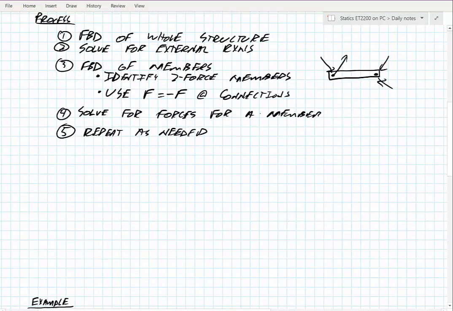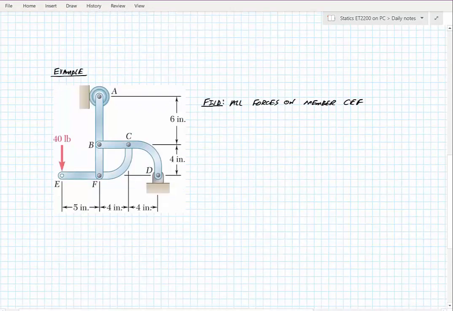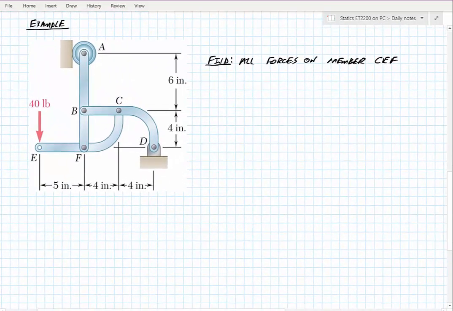All right, so let's take a look at an example of what I mean. In this case, I have this goofy looking structure, and I'm trying to find all of the forces on member CEF. So if I were to start at the very beginning, I would say, well, how many unknowns do I have for the entire structure, or free body diagram for the entire structure?